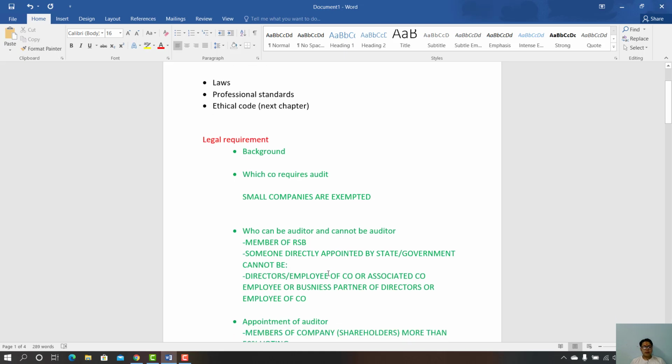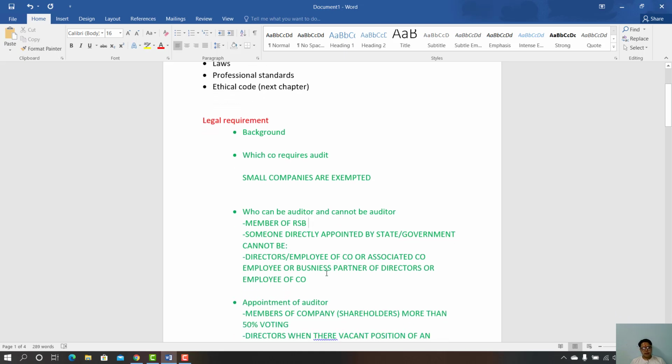So who cannot be an auditor? The auditor cannot be the director or the employee of the company or any associated company. Another is an employee or the business partner of the directors or employee of the company or associate companies.